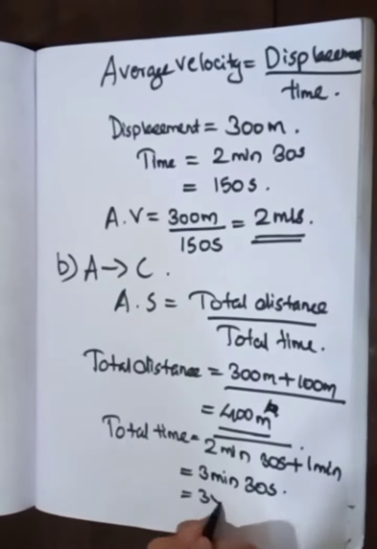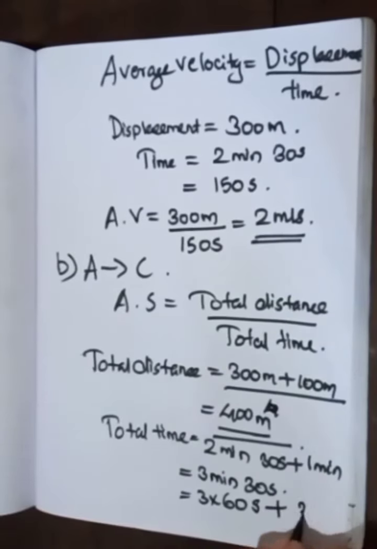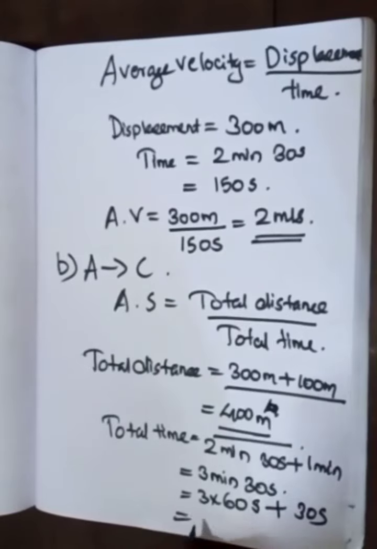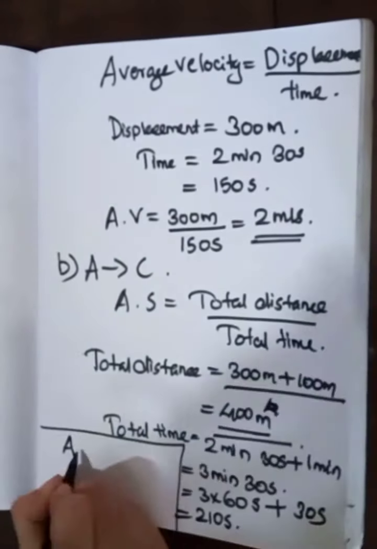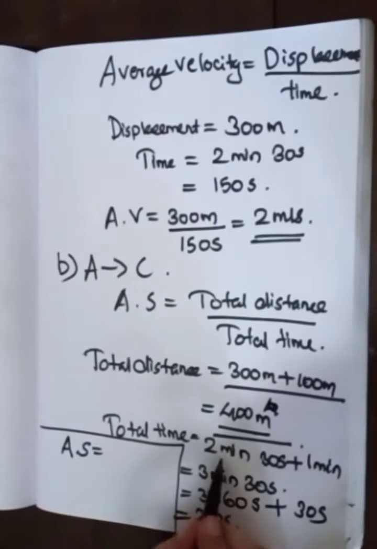That is 3 into 60. We know 1 minute is equal to 60 seconds. Therefore, 3 minutes is 3 into 60 seconds plus 30 seconds, that is 180 plus 30, 210 seconds. Okay, then the average speed is equal to total distance by total time.